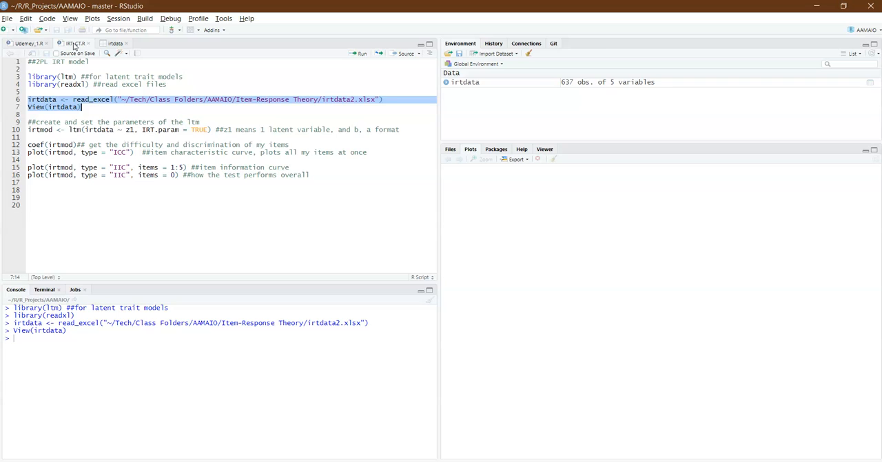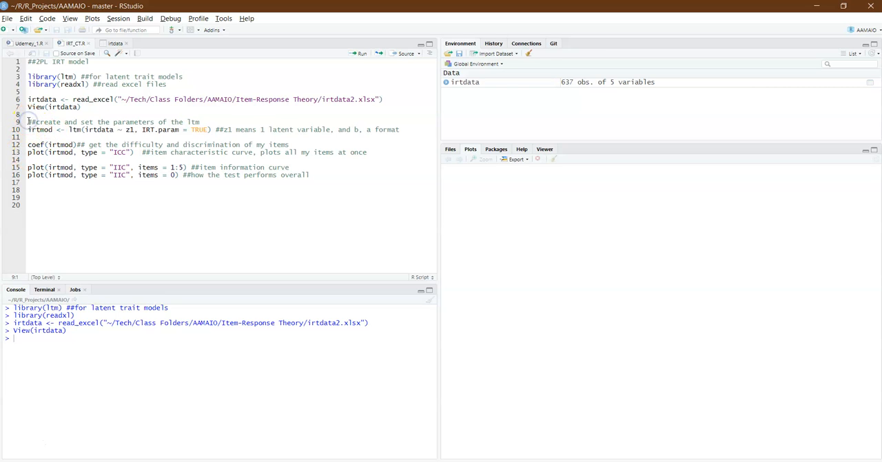Since IRT can predict the probability of a successful answer, in this case, the two-parameter IRT uses two parameters: difficulty, which is the B, and the discrimination, which is A.